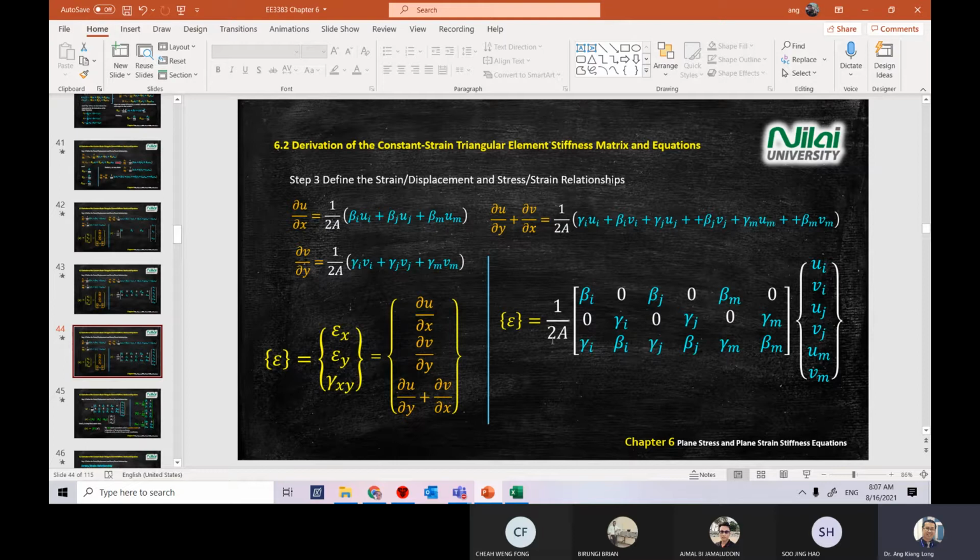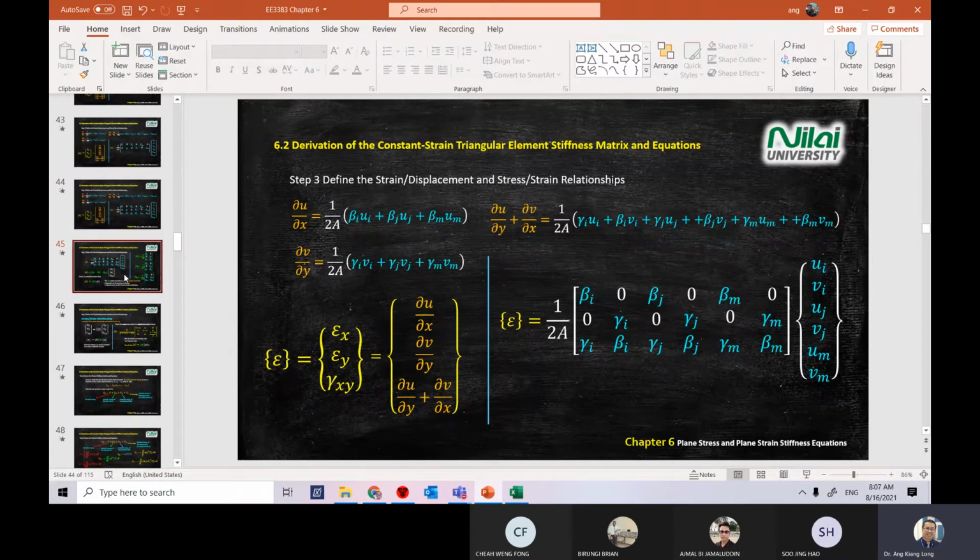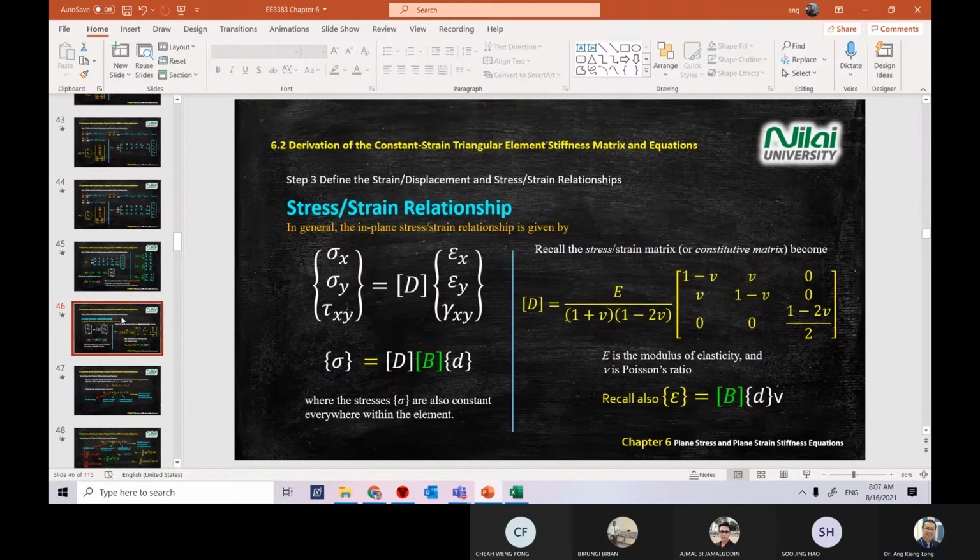Strain equals 1 over 2A times B times the displacement. Again for chapter 6, because we are looking at triangles, we only have 3 points, I, J, and M, so the displacement is UI, VI, UJ, VJ, UM, and VM. Then we have the stress equation: stress equals D times B times the displacement.